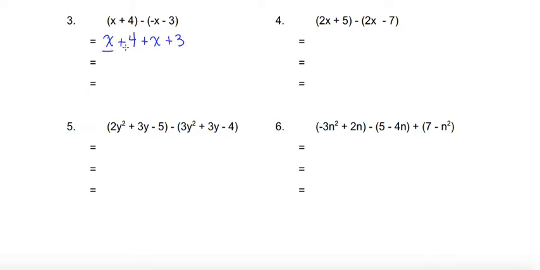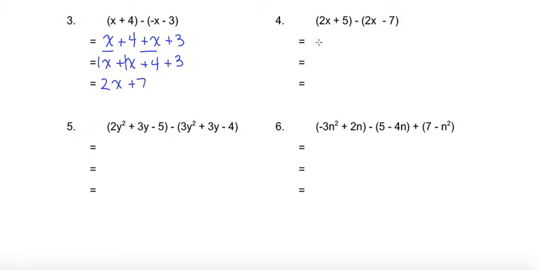Now I combine my like terms, my x and my positive x, and my constants, my 4 and my 3. Remember, these are 1's in front of these x's. 1 plus 1 gives me 2x. 4 plus 3 gives me 7.